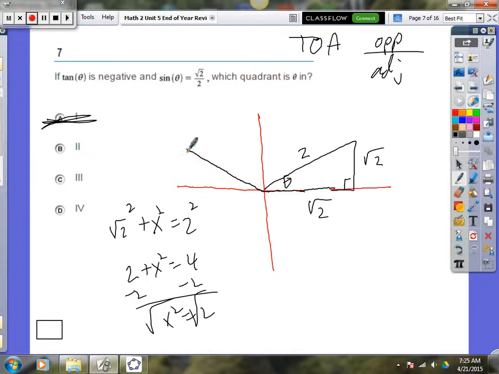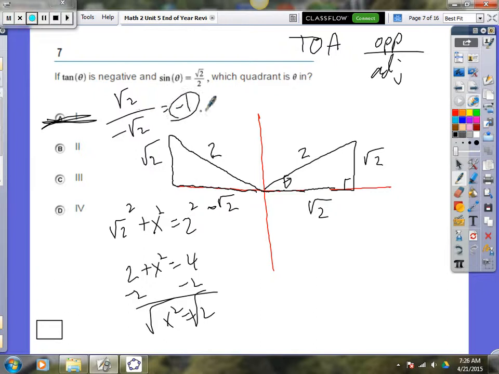If it was in quadrant 2, it would look like this. That would be the hypotenuse, so that would just be 2. This would be square root of 2, and this would be square root of 2, but this would be negative because I'm going left of 0. So opposite over adjacent would be square root of 2 over negative square root of 2, and that would just be a negative 1. So tangent is negative right here in quadrant 2, so that's my answer.